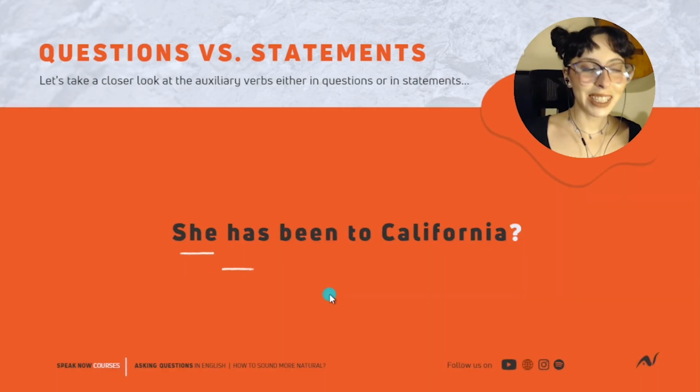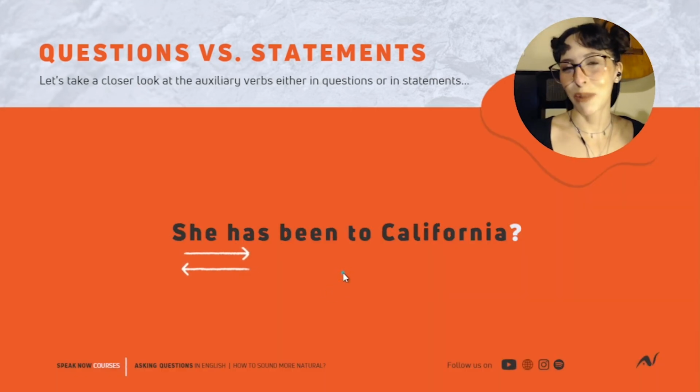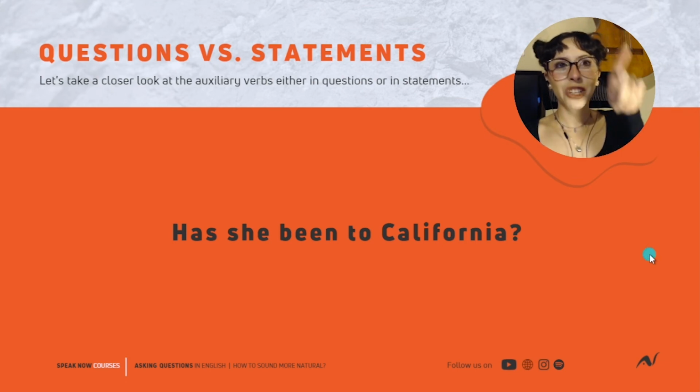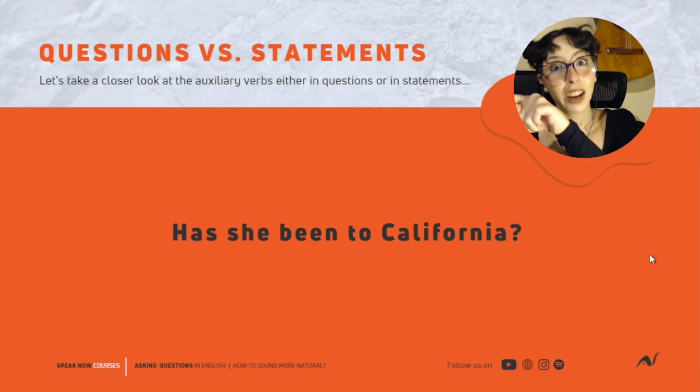What happens is very similar to what happened before with the verb to be in the interrogative. In this case, has she been to California? Pay attention to the intonation. Has she been to California? Your turn.